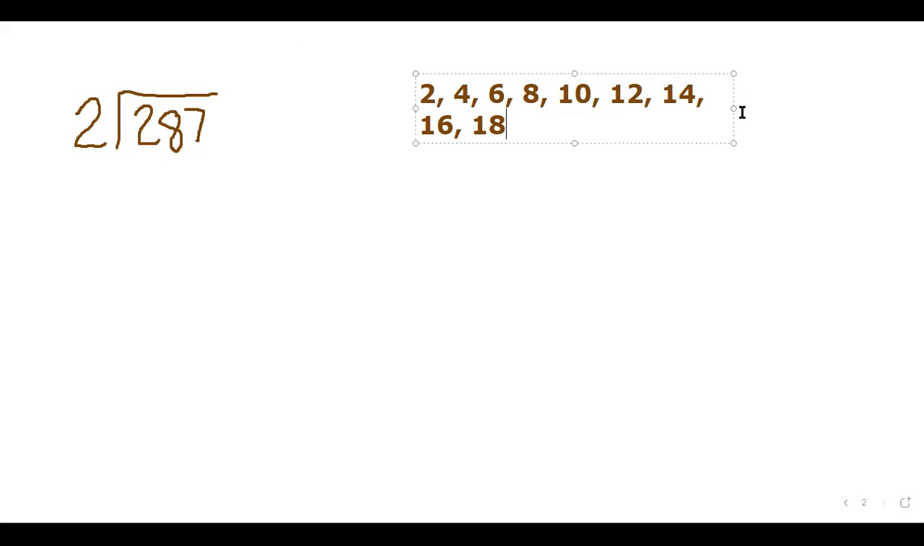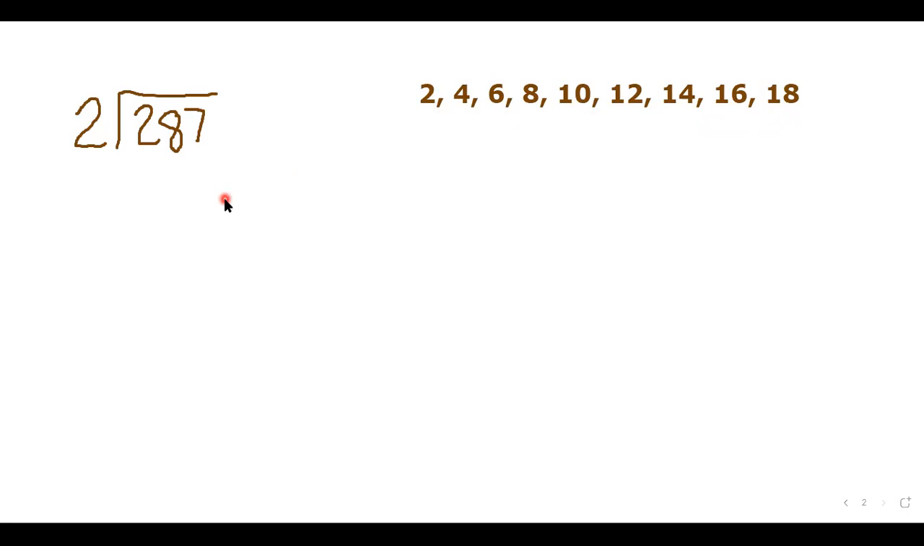Stop right there, because I don't think I'm gonna have to go any higher. All right, so I have my multiples of 2, and I'm using my multiples of 2 because my divisor is 2. Everything is getting divided by 2, right? My multiples of 2 are 2, 4, 6, 8, 10, 12, 14, 16, and 18.